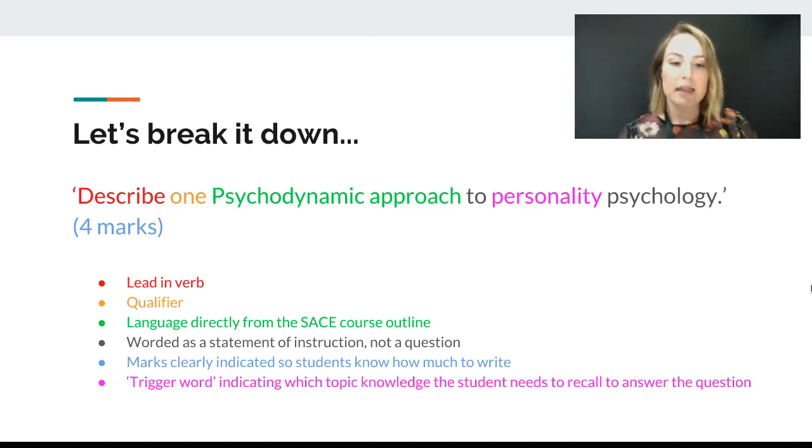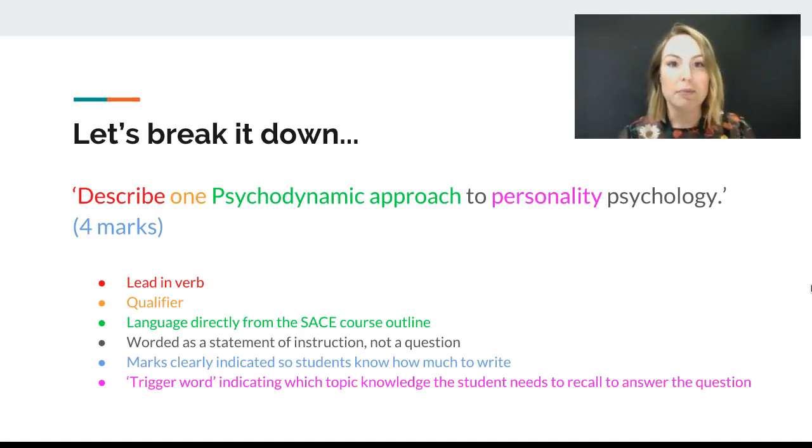Okay. The word in pink there, that is the trigger word. So given that questions are constructed to be quite vague, given all the possible content we can cover, this is a trigger word that is going to tell you what content knowledge, what topic knowledge you need to recall in order to answer this question. You will also notice that this question isn't actually a question at all. And this is very, very common for S.E.X.y. I have almost never seen a question that was actually a question with a question mark. So it will always be a statement of instruction, not a question. And that lead-in verb tells you what they want you to do.